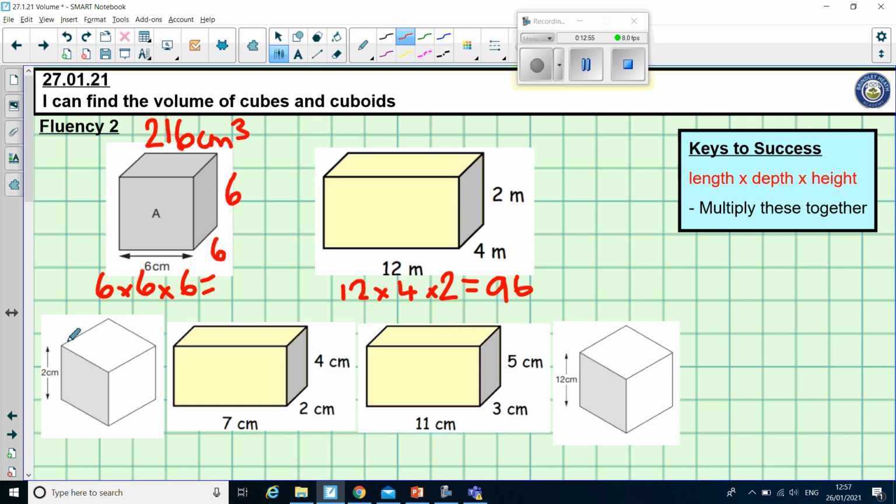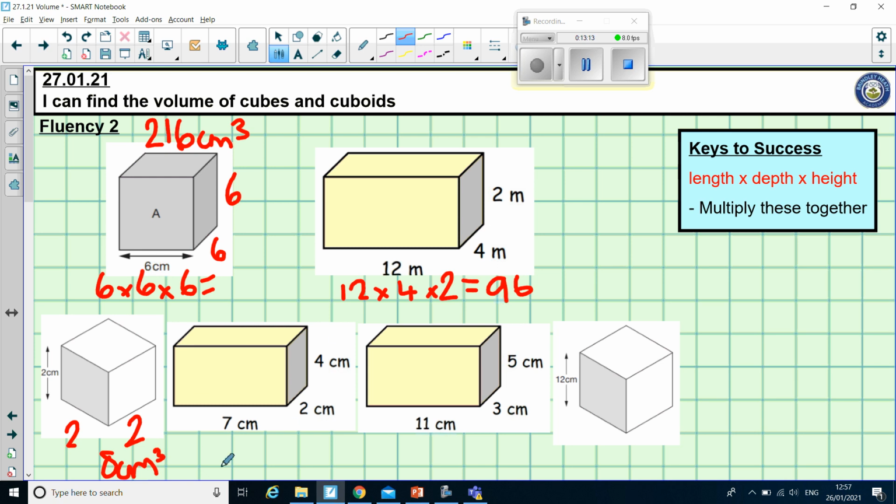Okay, the first one is a cube then, so we know that the height is 2 centimetres, so the depth must be 2 centimetres, and the length must be 2 centimetres. So you should have done 2 times 2 is 4, times by 2 gives the answer 8 centimetres cubed.